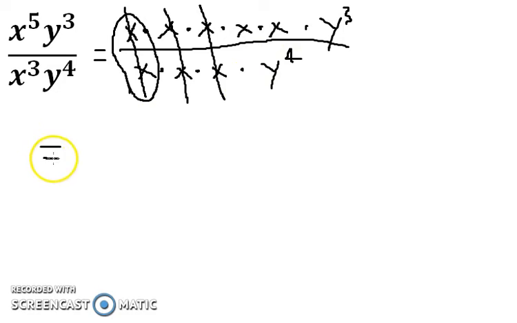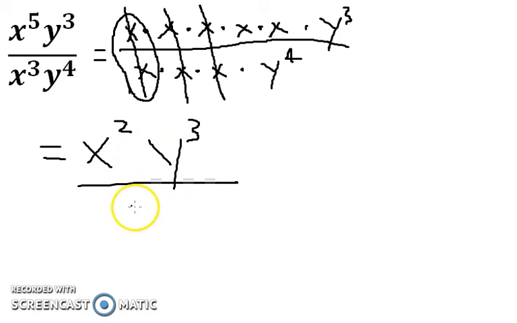So this equals x squared y to the third over y to the fourth. And now you're not done because you still have these y's. Now you can do the y's the same way. You can write out y times y times y on the top, and then y times y times y times y on the bottom, and cancel them.